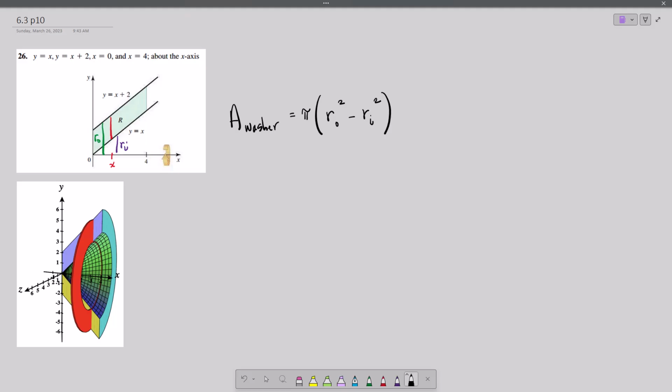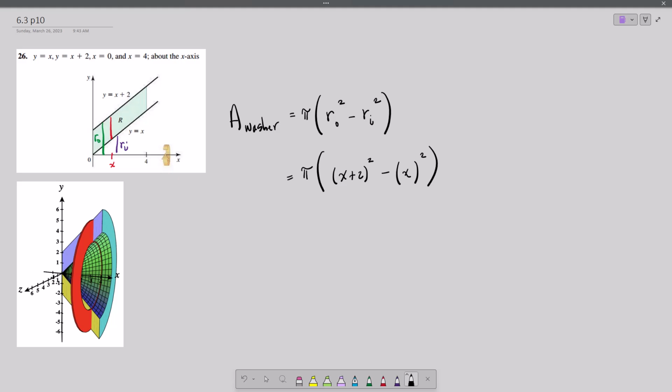The outer radius, everyone see which function is the outer radius? Is there any question on how you decide which one's the outer radius? Make sense? Outer radius is the one further away, so that's going to be that function up here, x plus 2. Is that good? Any issues with that? That's the one that's furthest from the axis of rotation, so that's our outer radius. And then the inner radius is just x. So that's going to be x squared.